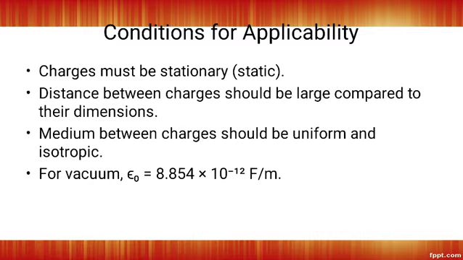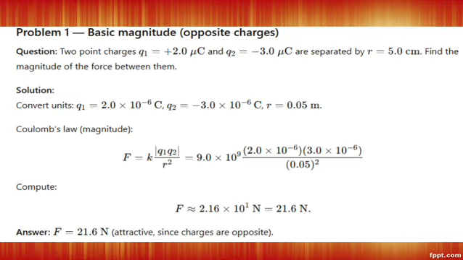So the conditions for applicability: the charges must be stationary, that is static. The distance between the charges should be large compared to their dimensions. The medium between the charges should be uniform and isotropic. For vacuum, the epsilon naught value is equal to 8.854 into 10 power minus 12 farad per meter.